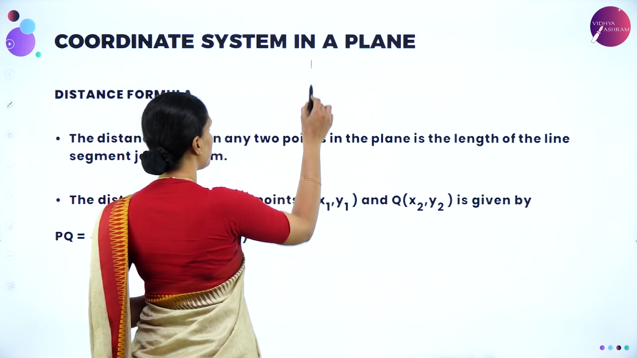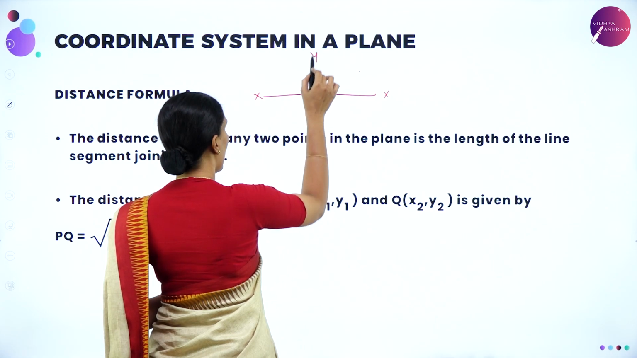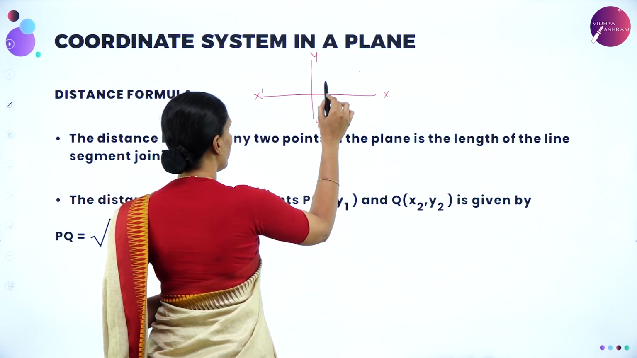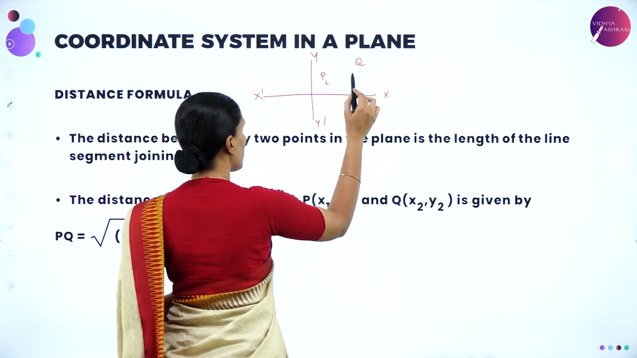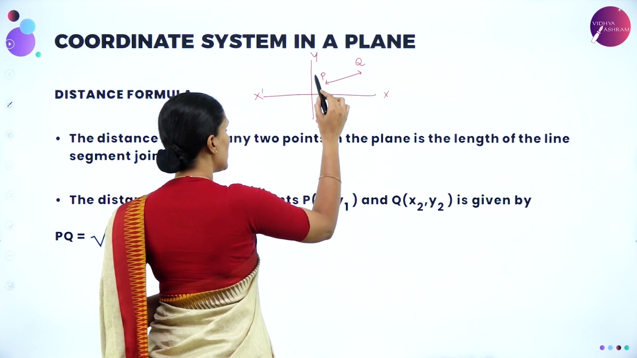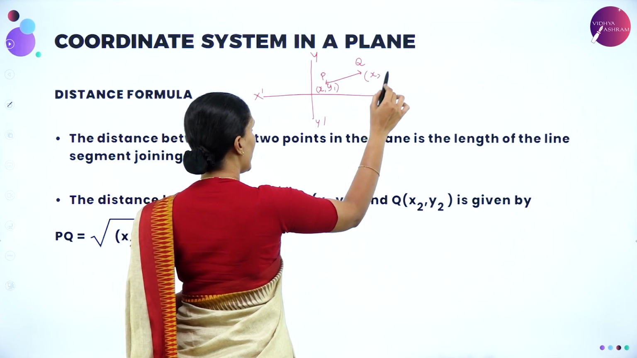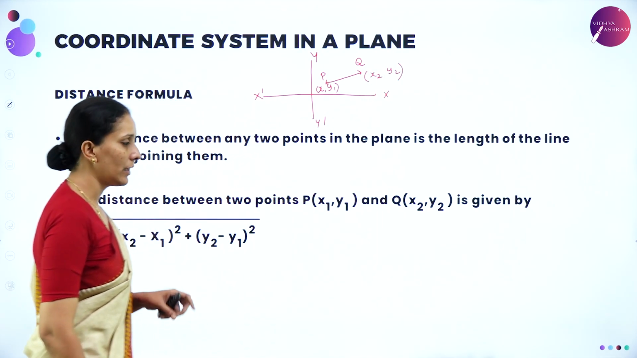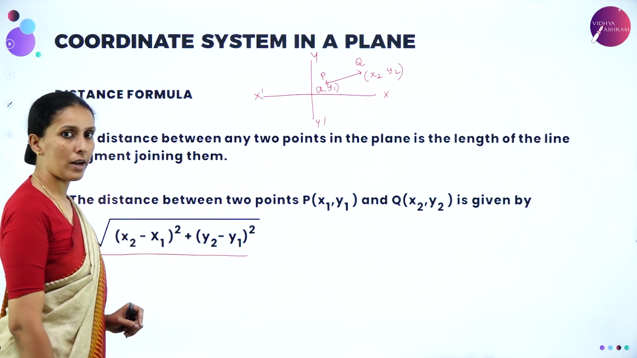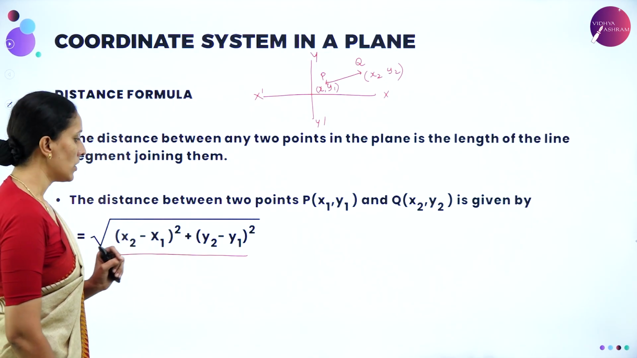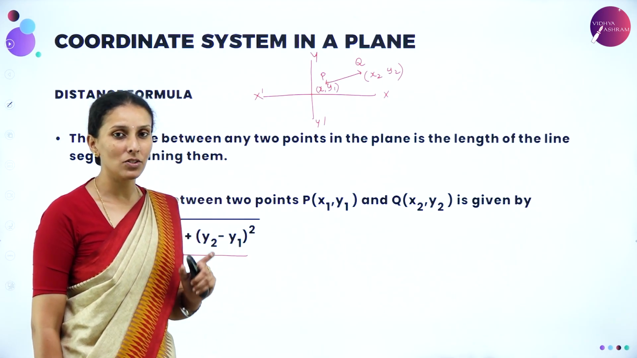Suppose we have any 2 points in the coordinate system. We know this is the x-axis and this is the y-axis. So we need to consider this as point P and this as point Q, and calculate the distance between them. Suppose P has a coordinate of (x1, y1) and Q has a coordinate of (x2, y2). Then the distance between them is given by the square root of (x2 minus x1) whole square plus (y2 minus y1) whole square. Remember, the distance is always positive because measurement is always positive.